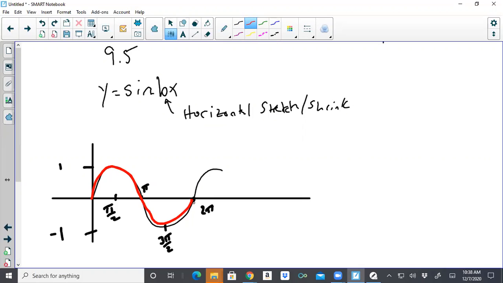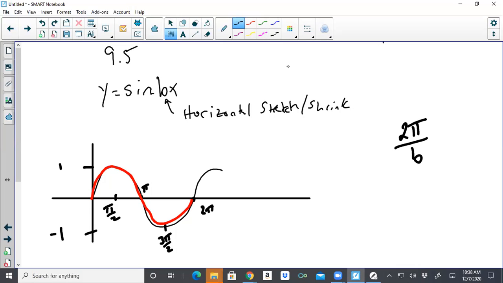Now, if I do a horizontal shrink or horizontal stretch, the only thing that's going to happen is I'm going to take that 2 pi and shorten it or lengthen it. The horizontal shrink would shorten that 2 pi length, and the horizontal stretch would lengthen that 2 pi length. So to figure out exactly how much to shorten or lengthen your period, you're just going to take your 2 pi and divide it by whatever b is. That'll tell you exactly how long your new function is going to be.